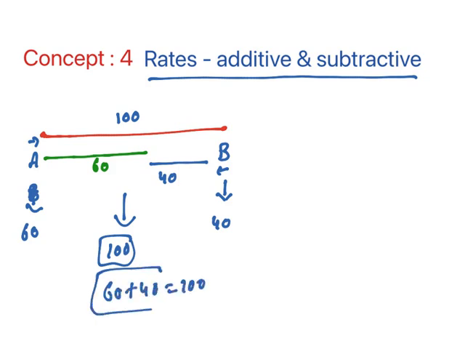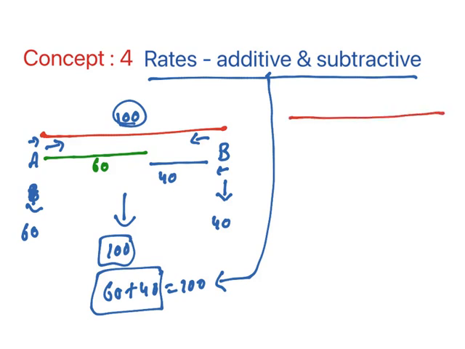In 1 hour both rates need to be added. That is what is called additive. So rate becomes additive when both the vehicles are moving in opposite direction, because they are covering the whole thing. Now the same thing, imagine both the vehicles are moving in the same direction, A and B.